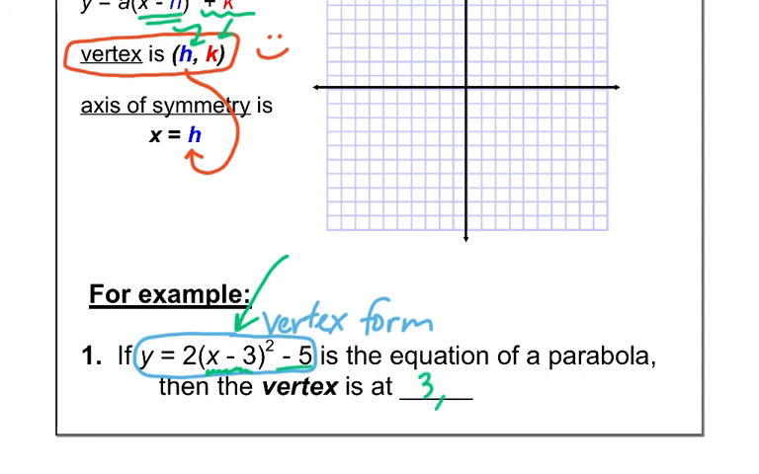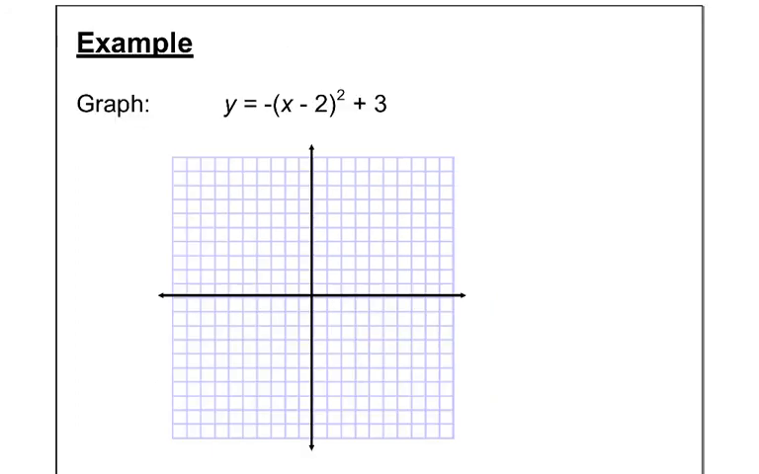And on the outside should be a plus k, so we take exactly what it looks like, and we get minus 5. So in general, I just look at the parentheses and I say, well, I see minus 3. Okay, I'll take the opposite. I'll take a plus 3. On the outside, I take exactly what it says. It says minus 5. I'm putting a minus 5. So there you go. Now, the graph would look exactly the same. We'd still have to plot a couple of extra points here and there, but finding the vertex is so fast. 3, negative 5. Good. Let's try one.